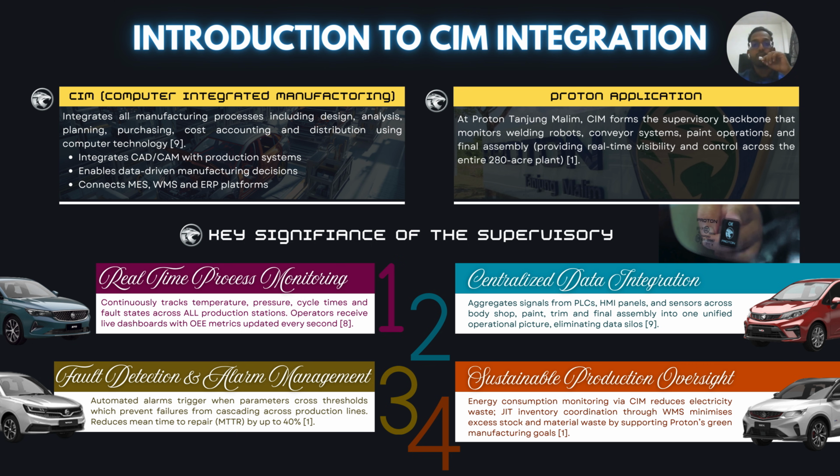At Proton Tanjung Malim plant, CIM acts as a supervisory backbone across the entire 280-acre facility. It does four key things. It monitors all production stations in real time. It centralizes data from sensors and PLC panels across every zone. It triggers automated alarms before failure cascades, and it supports green manufacturing by tracking energy use and coordinating just-in-time inventory.